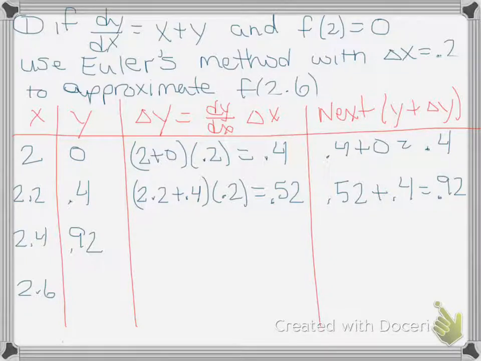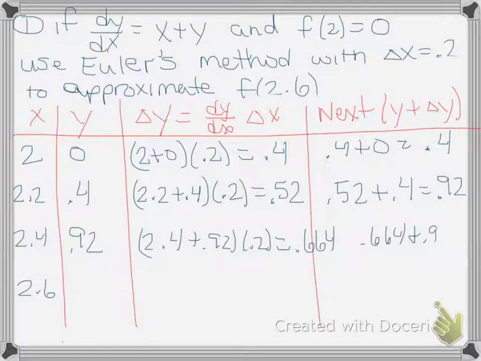So we're going to say, okay, I have 2.4. I'm going to add 0.92 to that. Multiply all of that by 0.2. And that's going to give me, tippity type away on your calculator, 0.664. I ran over my line, I'm sorry. Then we're going to take 0.664, add it with 0.92. That's supposed to be an adding, okay? And we would get 1.584.